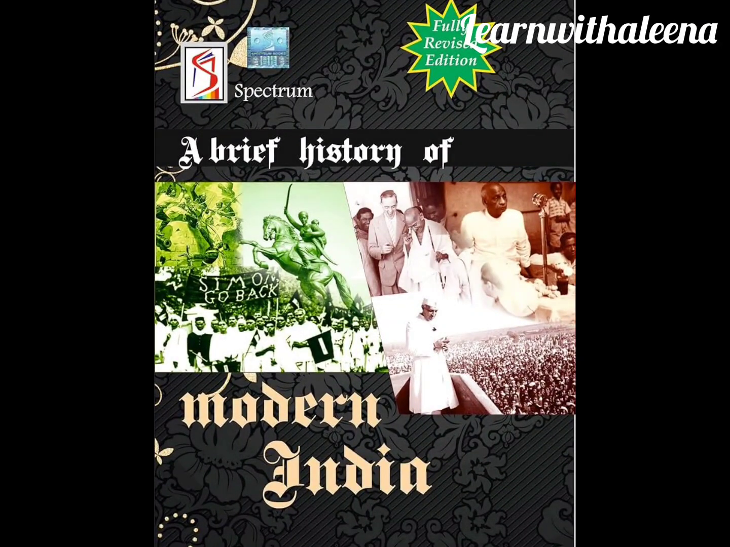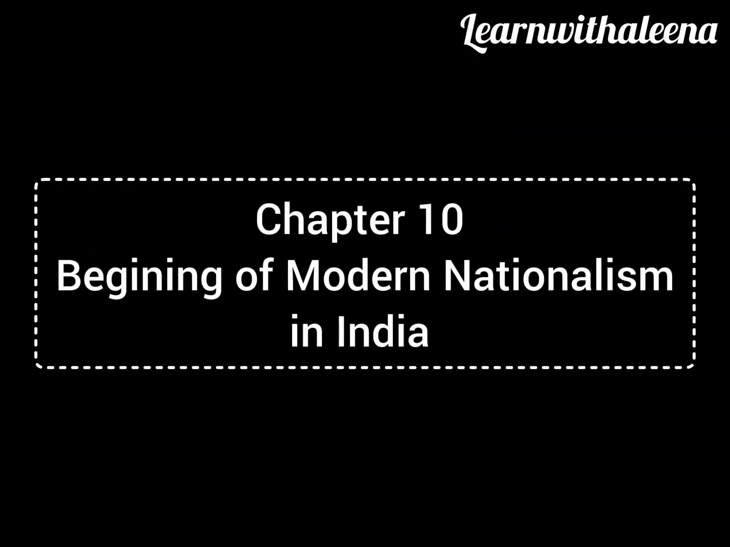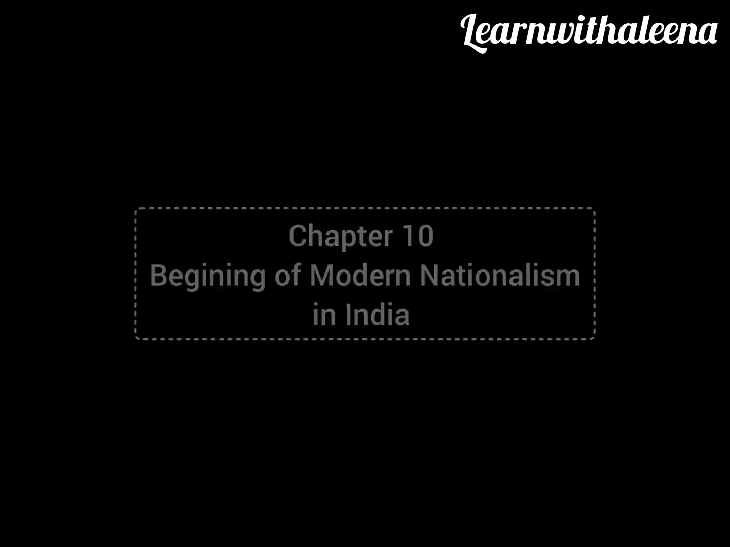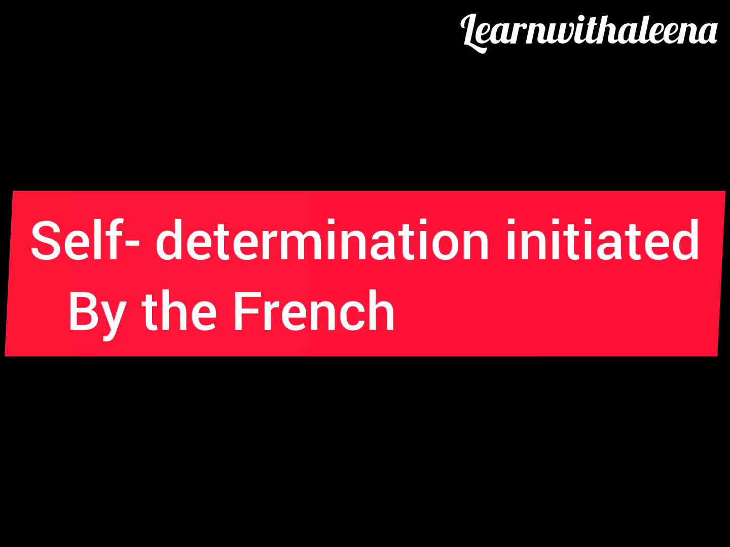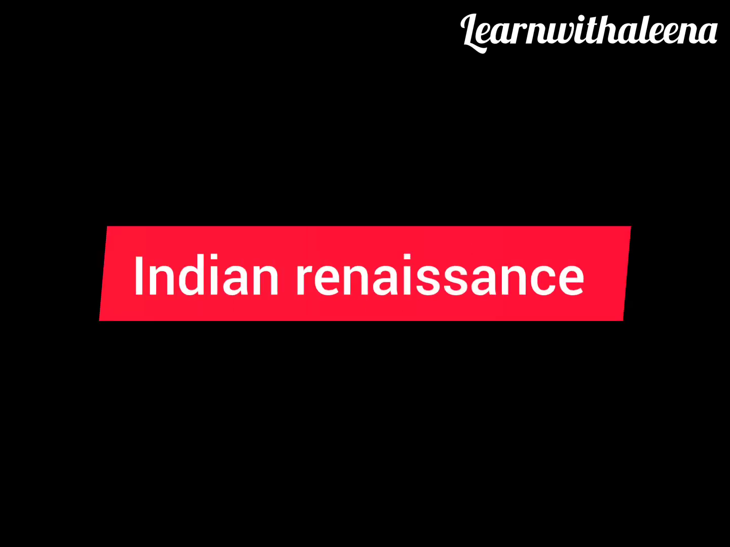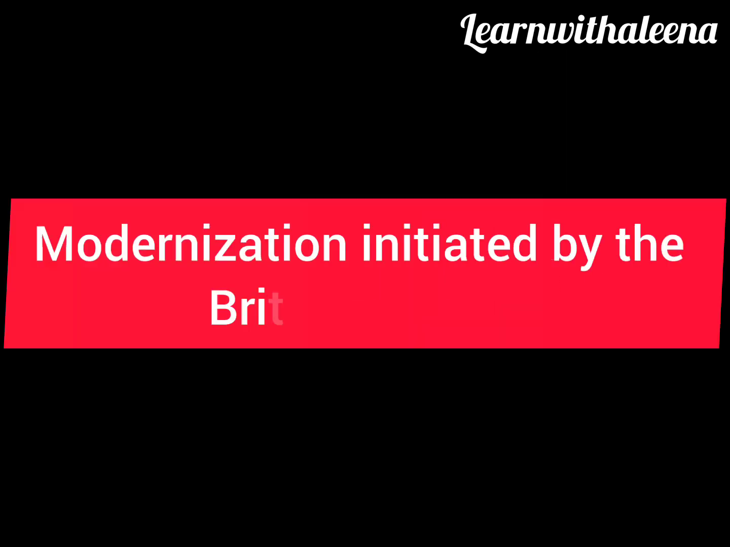Hello friends, we will start with the 10th chapter, that is, beginning of modern nationalism in India. The factors that led to the growth of modern nationalism are: worldwide upsurge of the concept of nationalism and right of self-determination initiated by the French Revolution, Indian Renaissance, an offshoot of modernization initiated by the British in India, and strong reaction to British imperialist policies in India.